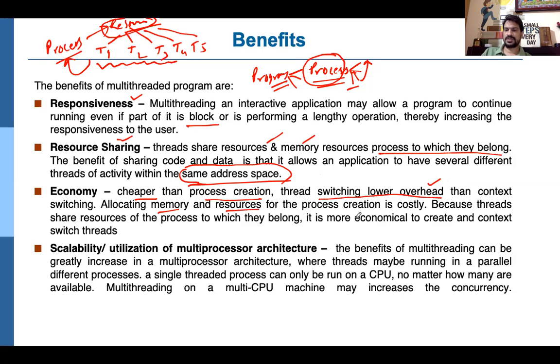That's why, because threads share the resources of the process to which they belong, it is more economical to create and context switch threads. So for creating a thread as well as for context switching, it is more economical. That is the third advantage of multi-threaded programming architecture. The last benefit will be scalability, or utilization of multi-processor architecture.